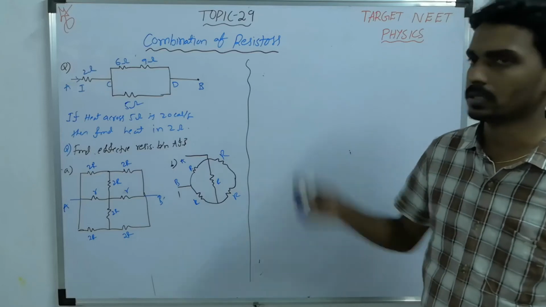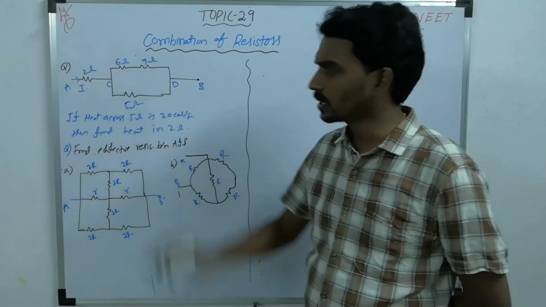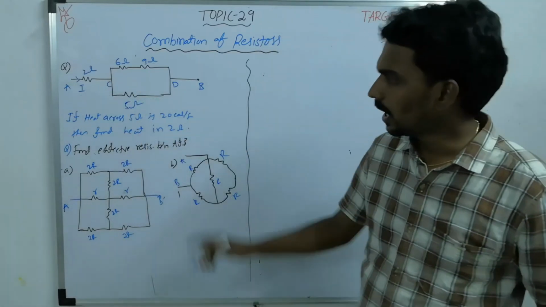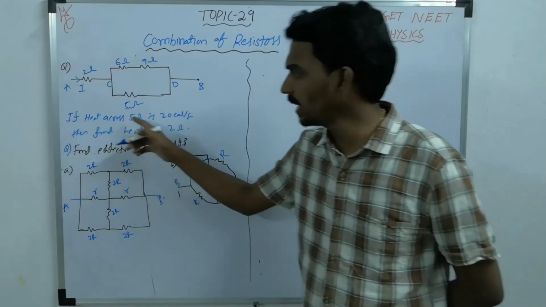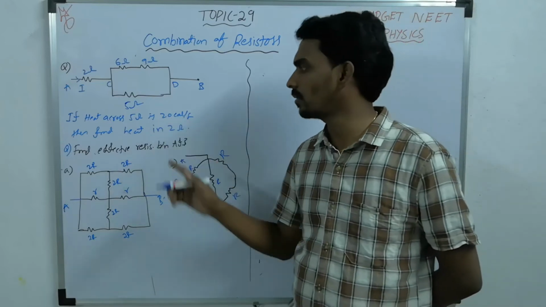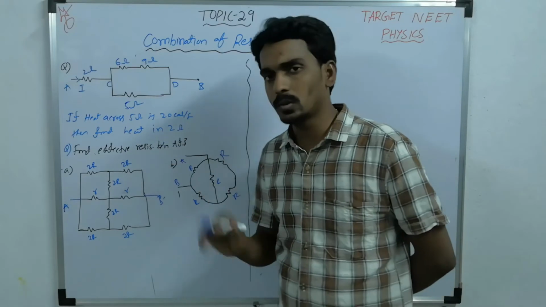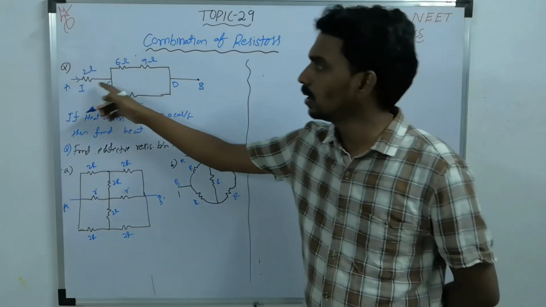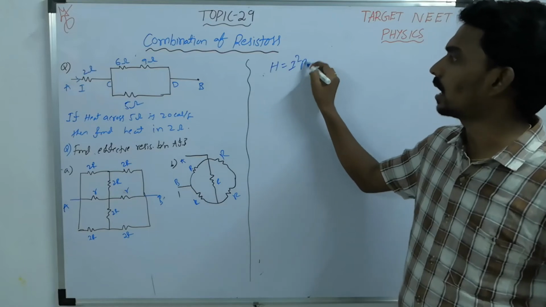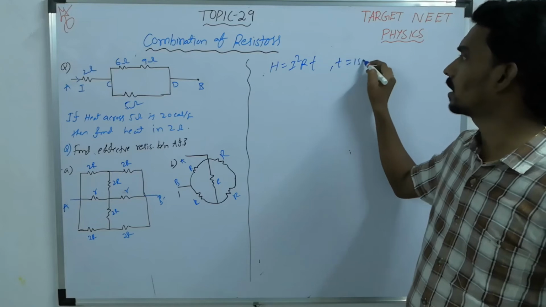Let's take the first question. There are total 4 resistors and the total current is given as I. One data they have given is that the heat energy dissipated in the 5 ohm is 20 calorie per second, then find the heat in 2 ohm. Which one are they asking? 2 ohm. So what is the heat formula? I square R t. Of course t is 1 second.